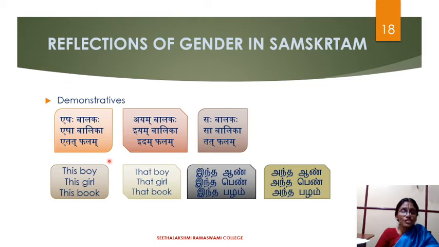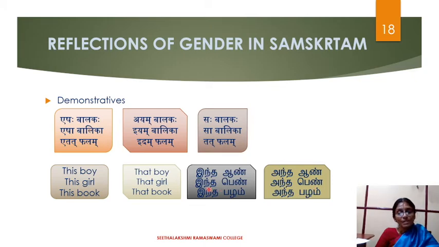So demonstrative pronouns serve as gender markers as far as Sanskrit is concerned, but it is not so in English or Tamil. This boy, this girl, this book, that boy, that girl, that book: there is no change. This remains the same and that remains the same. Here also, in Tamil, the an, the pen, the param, and the in the remains the same. So there is no change reflected. So the demonstratives do not mark gender. They are not gender markers. So here we cannot talk of grammatical gender in these cases.